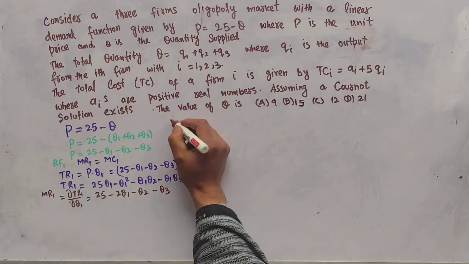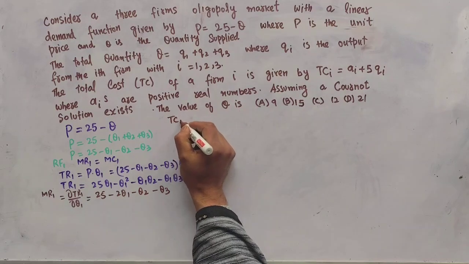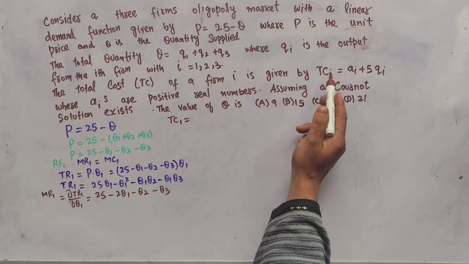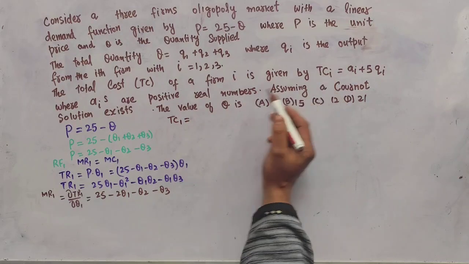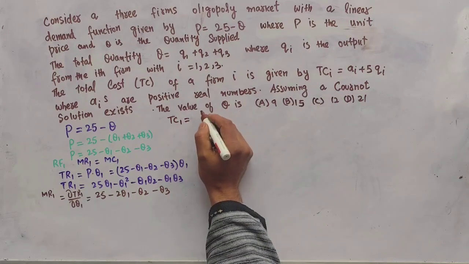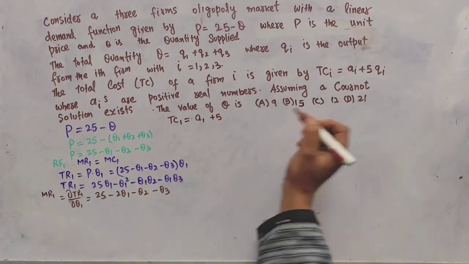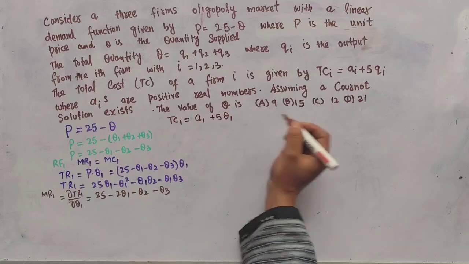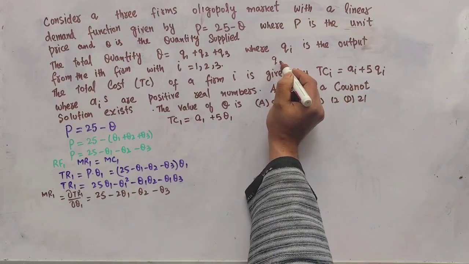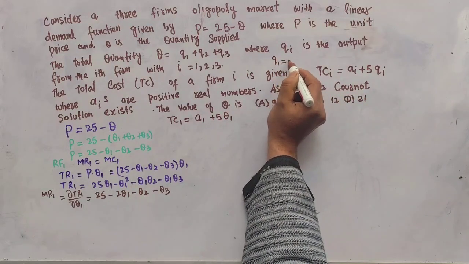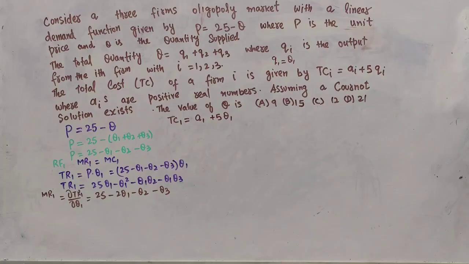What about marginal cost? So total cost for firm 1, TCi, in place of i I write 1, will be equal to A1 plus 5 times q1. So I am writing small q1 as Q1 for the sake of simplicity.